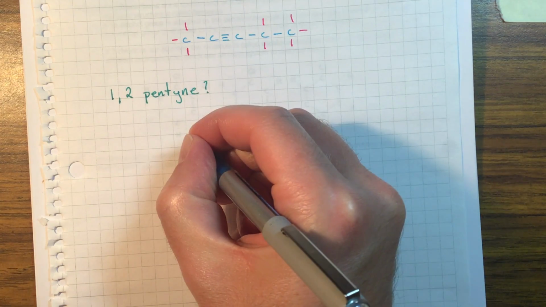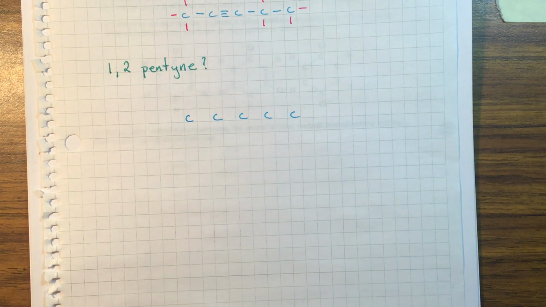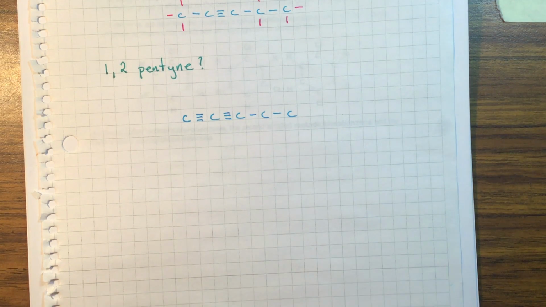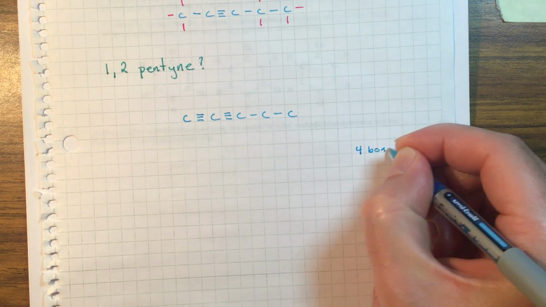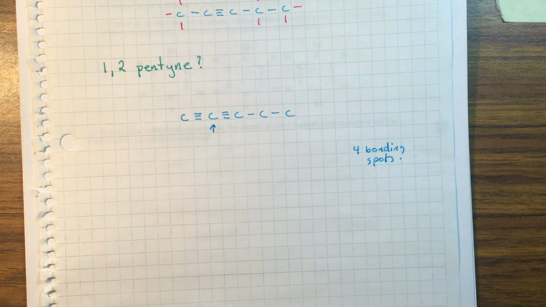Let's start drawing it out a little bit. Pentyne. 1, 2, 3, 4, 5 carbons. Now, this tells us that we need to have a triple bond right here, then a triple bond right here, then 1 bond, then 1 bond. Okay. Have you discovered why this is impossible yet? How many bonding spots does carbon have? Carbon has 4 bonding spots. How many bonds does this carbon have attached to it? This carbon has 6 bonds. So this is not possible because this has too many bonds on this one carbon. So 1,2-pentyne is not possible.